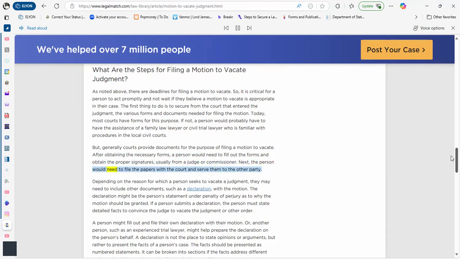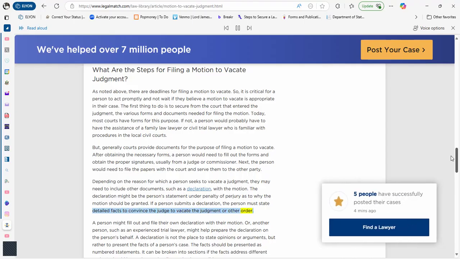Next, the person would need to file the papers with the court and serve them to the other party. Depending on the reason for which a person seeks to vacate a judgment, they may need to include other documents, such as a declaration, with the motion. The declaration might be the person's statement under penalty of perjury as to why the motion should be granted. If a person submits a declaration, the person must state detailed facts to convince the judge to vacate the judgment or other order.